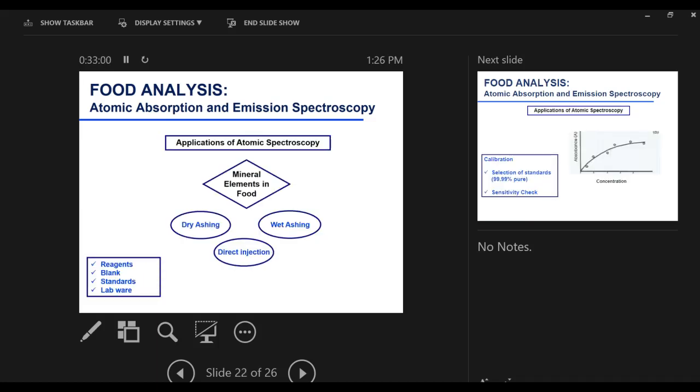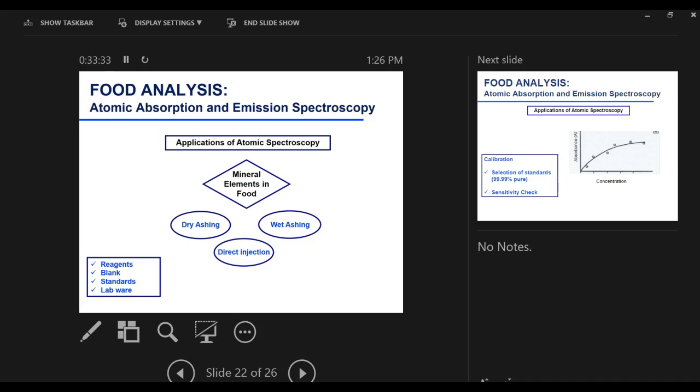So, applications: determining mineral content in food. Some of you in the lab have already started working with determining calcium and iron, and we have two mechanisms to get your elements ready for analysis by atomic absorption or atomic emission. The one method we have used for your mineral analysis is dry ashing.